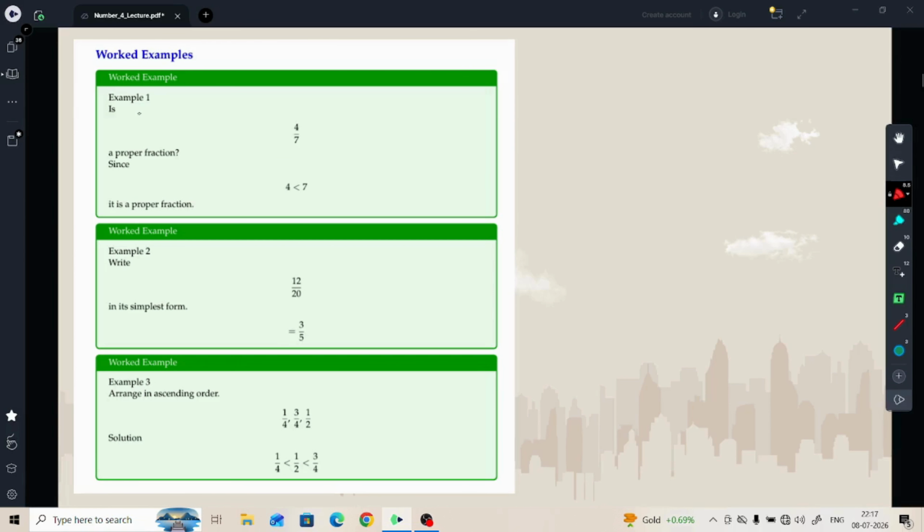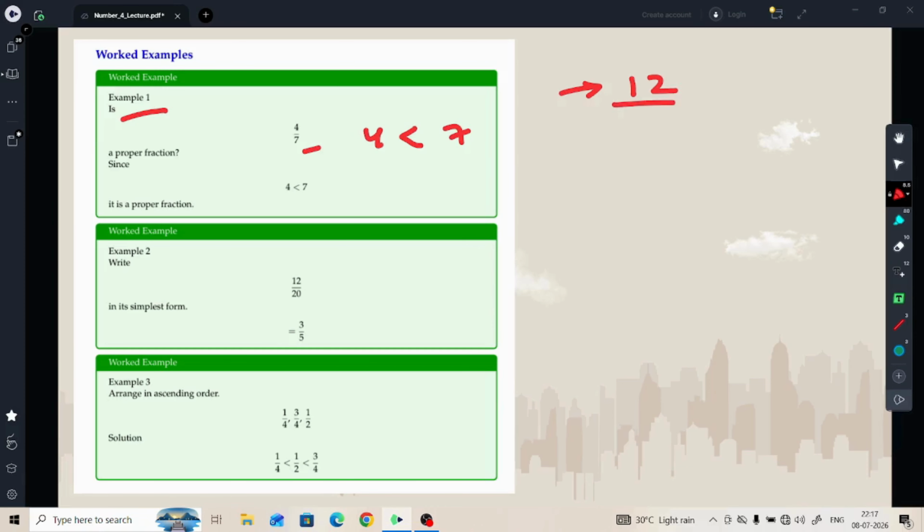Now you can see some of the worked examples. So example 1: is 4 by 7 a proper fraction? Yes, it is, because 4 is less than 7. Okay, write this in the simplest form. So what does it mean to write a fraction in the simplest form? So we will be cancelling out all the common factors that are present in the numerator and denominator.